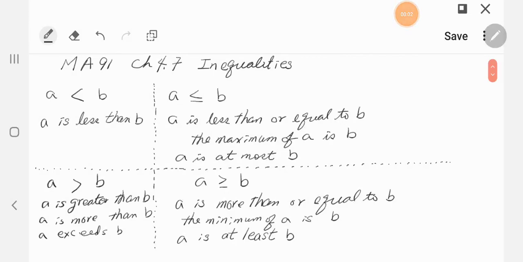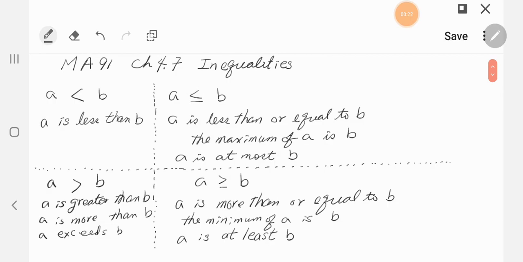Okay, chapter 4.7, inequalities. Let's say we have an inequality A is less than B. How do you read this? We read it as A is less than B, so the value of A is always less than B, smaller than B.